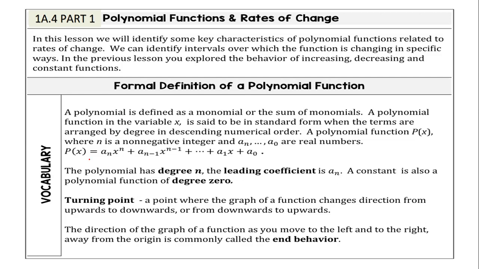This is the standard form of a polynomial, and this is just saying that your powers are in order from greatest to least. Okay. And then the degree: your degree is your highest power, right? Your leading coefficient is the number with the highest power. A constant is also a polynomial with degree 0. So if I just had a number, technically that's a polynomial. It's just a degree of 0 because anything to the 0 power is 1, and anything times 1 is itself.